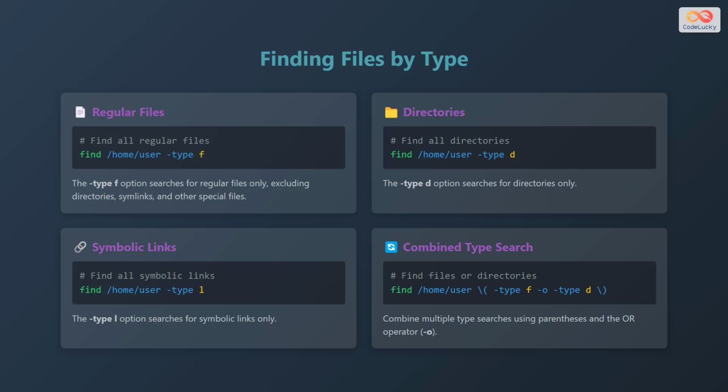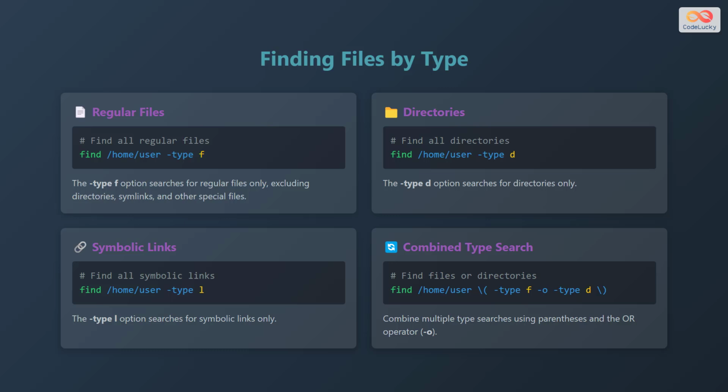Now let's see how to find files based on their type. To find all regular files, which are standard files containing data, you can use the command find /home/user -type f. The -type f option specifically searches for regular files, excluding directories, symbolic links, and other special files. If you want to find all directories, you would use the command find /home/user -type d. The -type d option searches exclusively for directories.